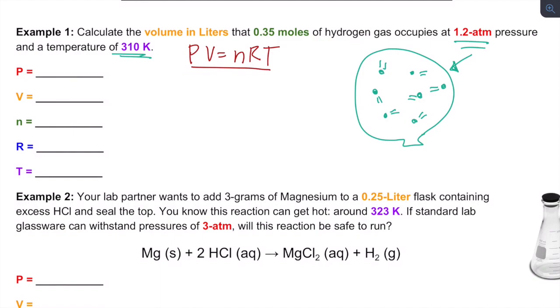First, you need to determine which variable goes with which number, and then we can use the equation and some algebra to solve for volume. Let's start with pressure. The question says that the pressure of the gas is 1.2 atm, so we'll put that in on this line. 1.2 atm. Volume is the variable we are solving for, so question mark. N represents moles, and the question states you have 0.35 moles.